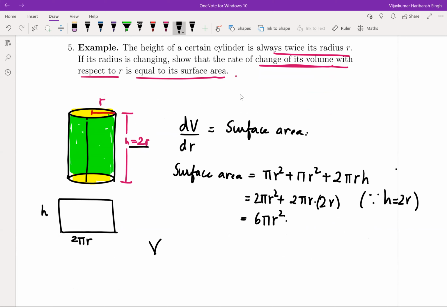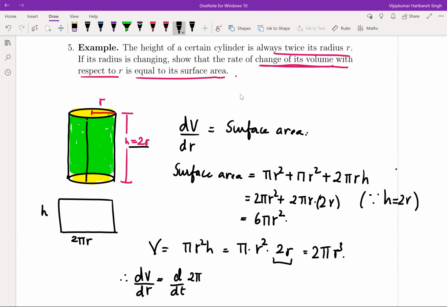Now, what is the volume? The volume of a cylinder is pi r square h. Since h is 2r, we get 2 pi r cubed. Therefore, dV by dr is the derivative of 2 pi r cubed, which is 6 pi r square. We are taking the derivative with respect to r. So you see, this is equal to the surface area. Hence proved. This is how we can apply the rate of change in social sciences.